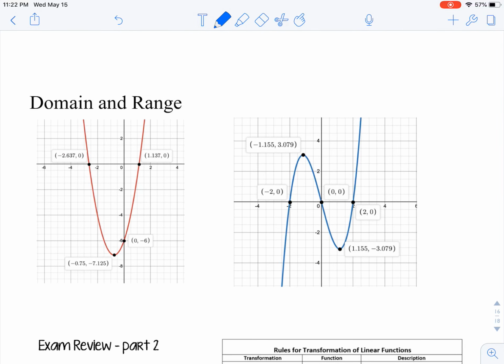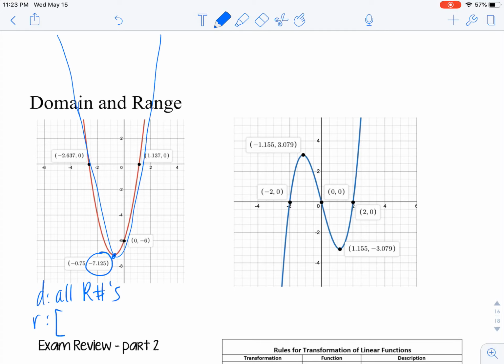All right, domain. That's from left to right. So if this were to keep going forever and ever, this would keep getting wider and wider. So my domain is going to be all real numbers. My range is bottom to top. Well, this graph, this red parabola here, clearly doesn't go below this point right here. Since range is your y values, I'm going to focus on this number right here.